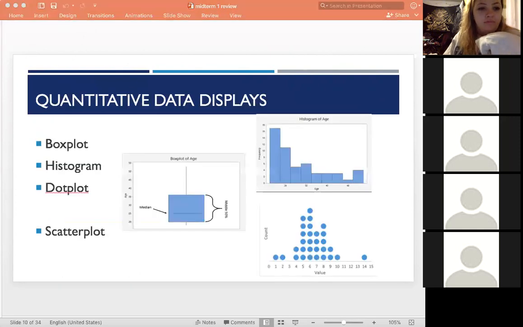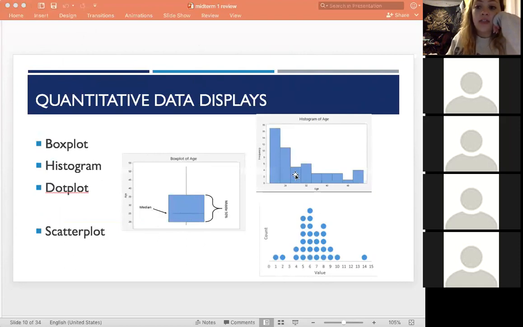Okay. So quantitative data, remember, we just talked about these are going to be those with a value attached to them. So these are the different data displays. We have our box plot, which we use often to talk about our quartiles, if you guys remember. The box itself is representing the middle 50% of the data. That middle line is always representing our median.